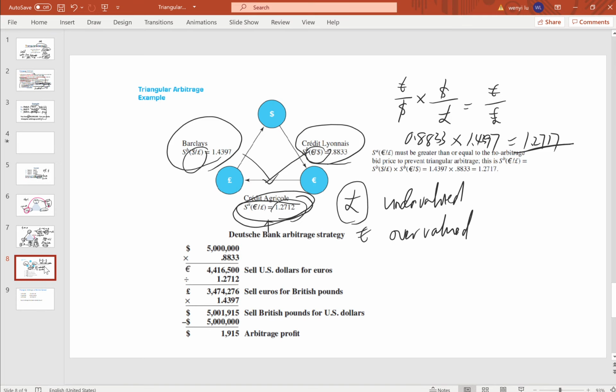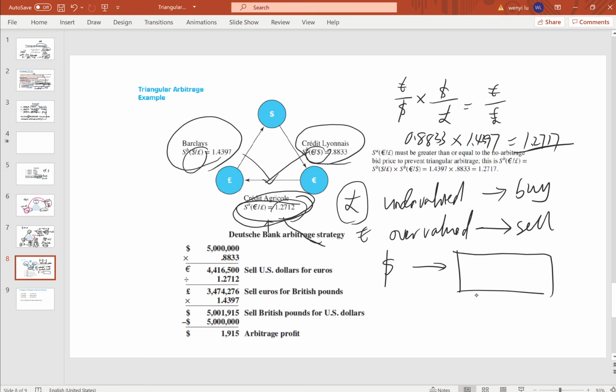Overvalued should be what? Should be sell. Undervalued should be what? Buy. So we're starting from a dollar, right? We will sell the dollar to buy. This is the beginning, your initial currency. In the middle here, we should always sell something overvalued. So we will sell the euro to buy what? To buy the pound. Then sell the pound to get the dollar back.